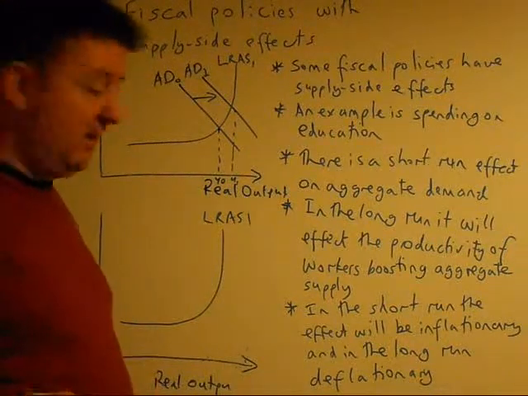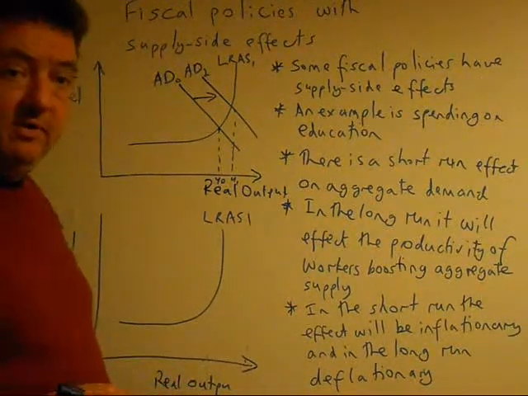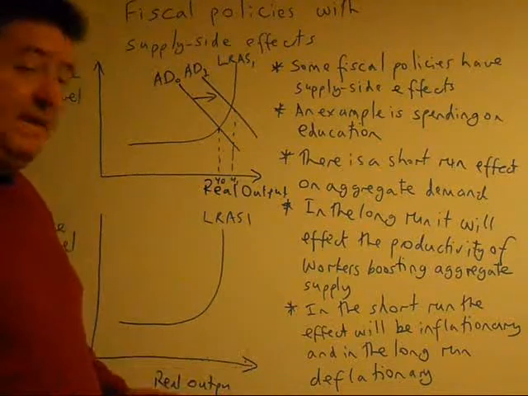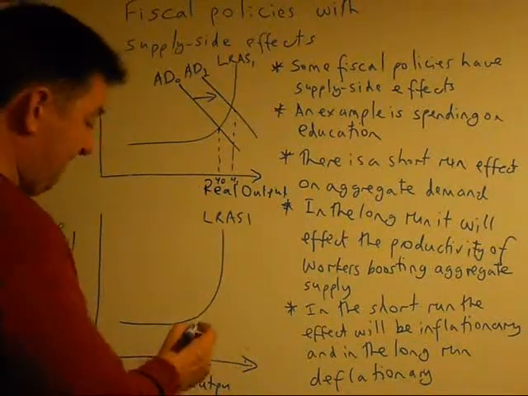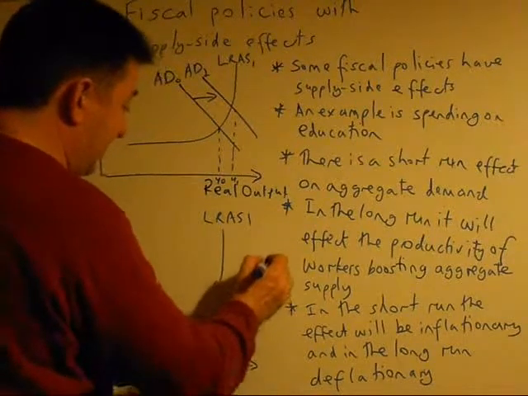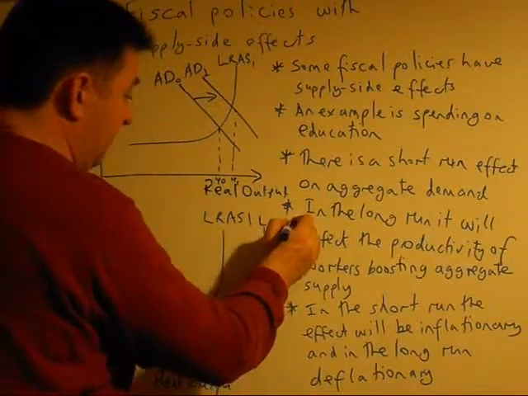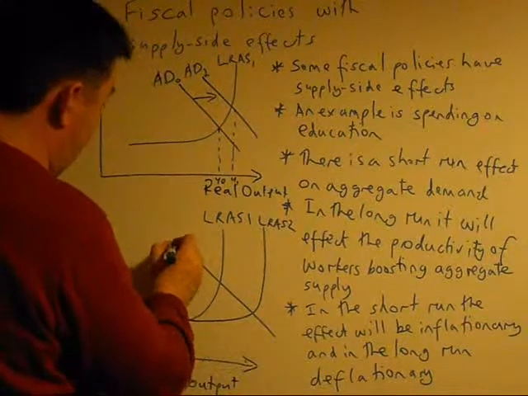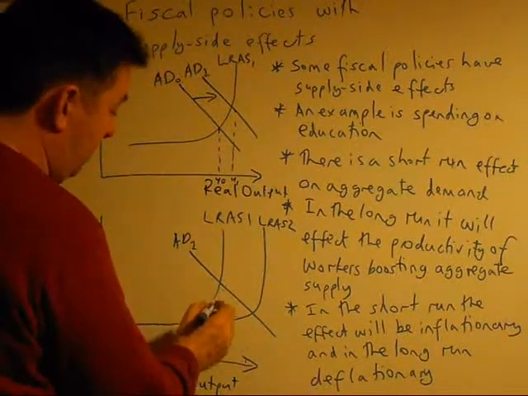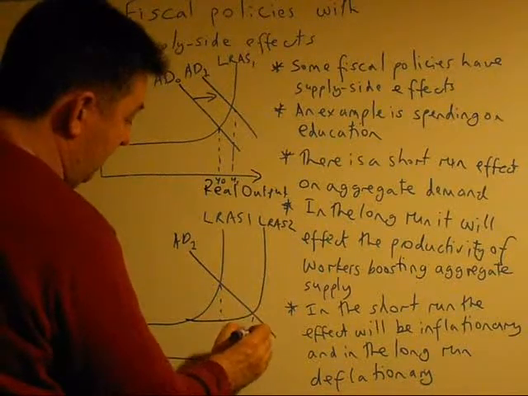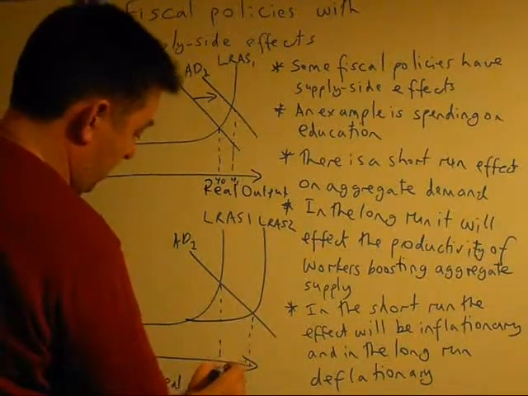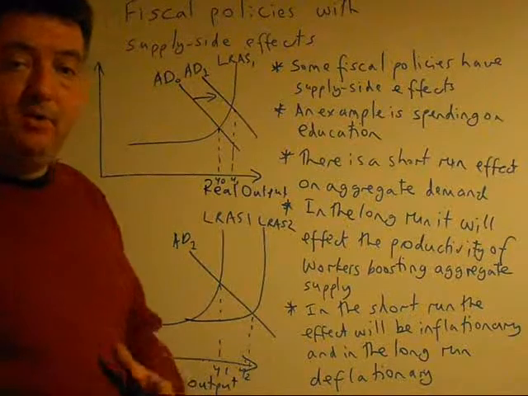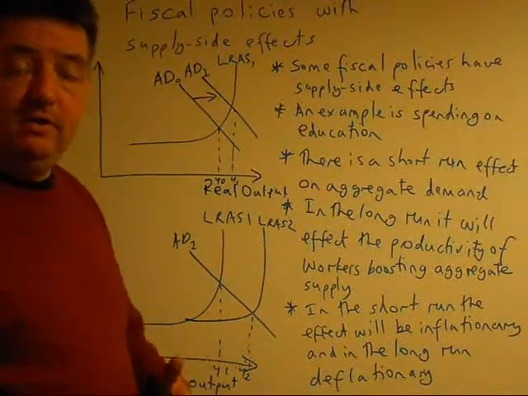However, in the long run there will be an effect on the labour market because those students will become workers and they will be more efficient. So as a result, in the long run, we'll see LRAS shift out to position LRAS2 and real output, at position AD1, will shift from Y1 to Y2 in the long run. Now, in both cases there will be an effect on the price level.